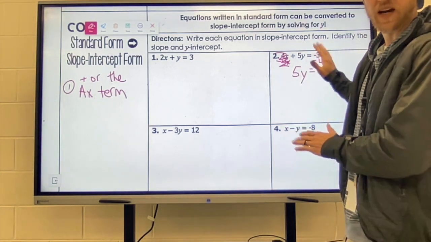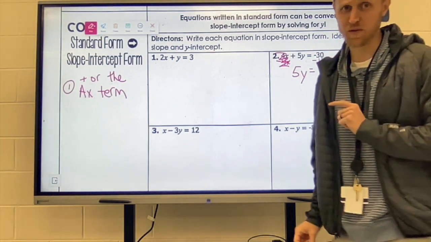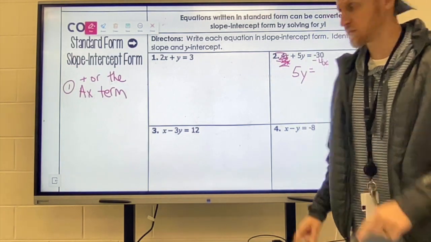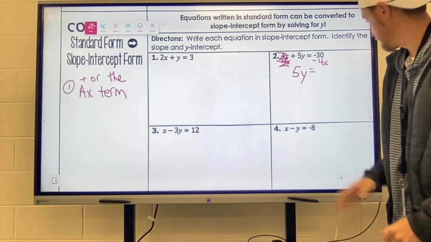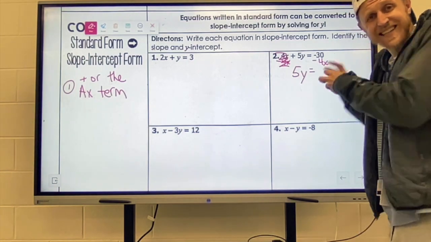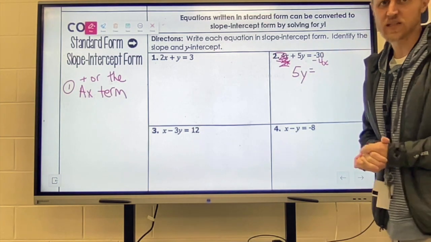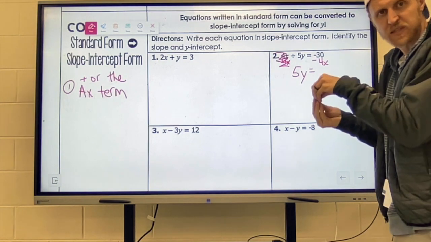And then on the other side, what you'll see is you have a negative 30 and a negative 4x. Now let's remember something. These two things are not like terms. The negative 30 is just a negative 30. We call that a constant. The negative 4x has an x term with it. So we can't just combine like terms. That's something that's going to happen every time we do this. We're never ever going to be able to mix those things together.